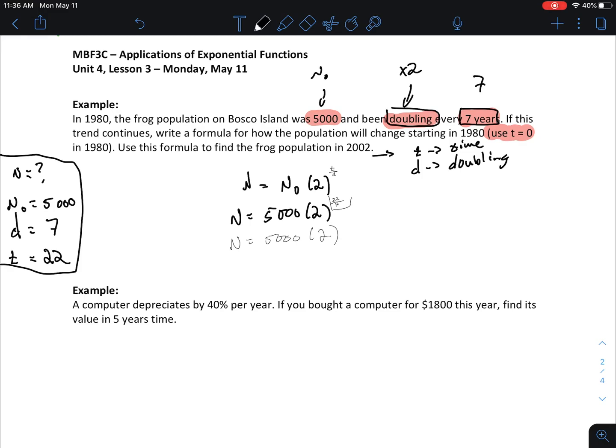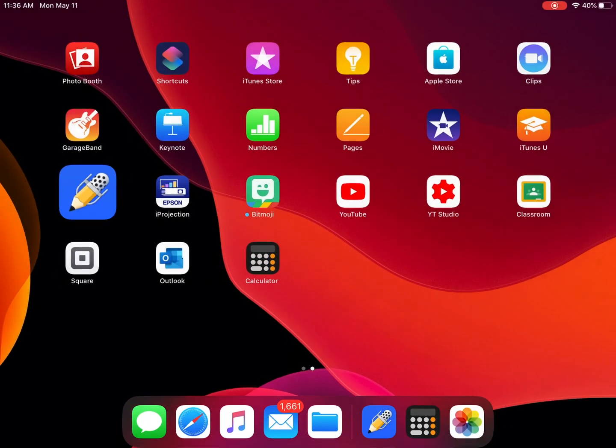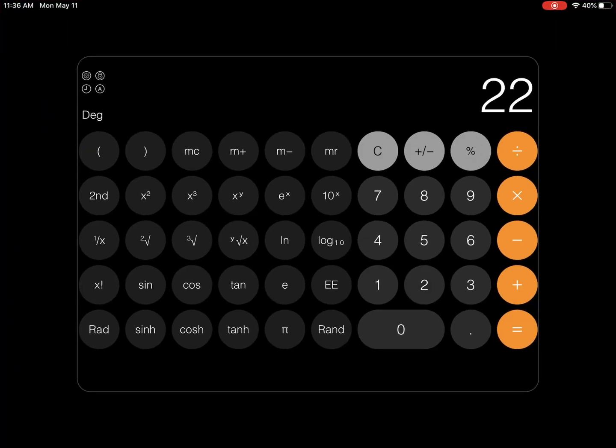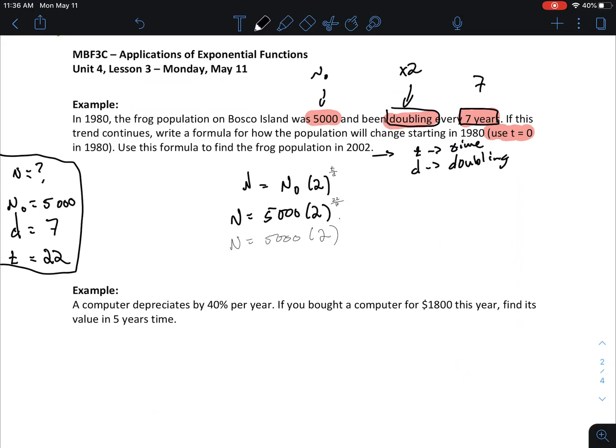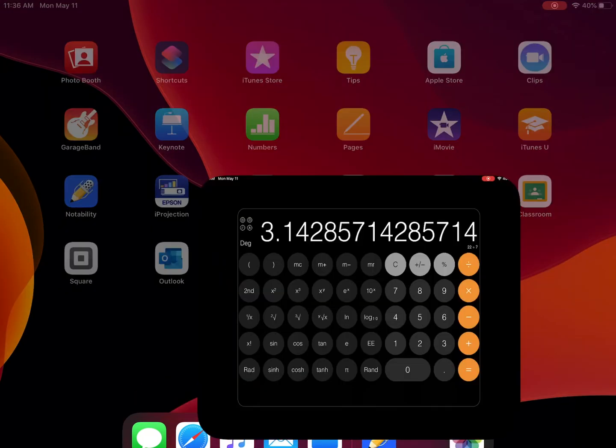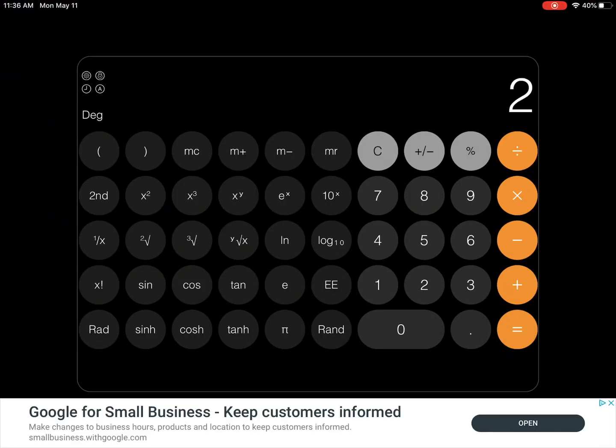So your job here is that n is going to equal 5,000 times 2, but you have to do the math on the exponent first. So you go to your calculator, and 22 divided by 7 is going to be 3.14. You can write that in there. 3.14. Now, much like the last question, you cannot multiply this in there. Do not do that. You have to first do the math on the exponent and the base.